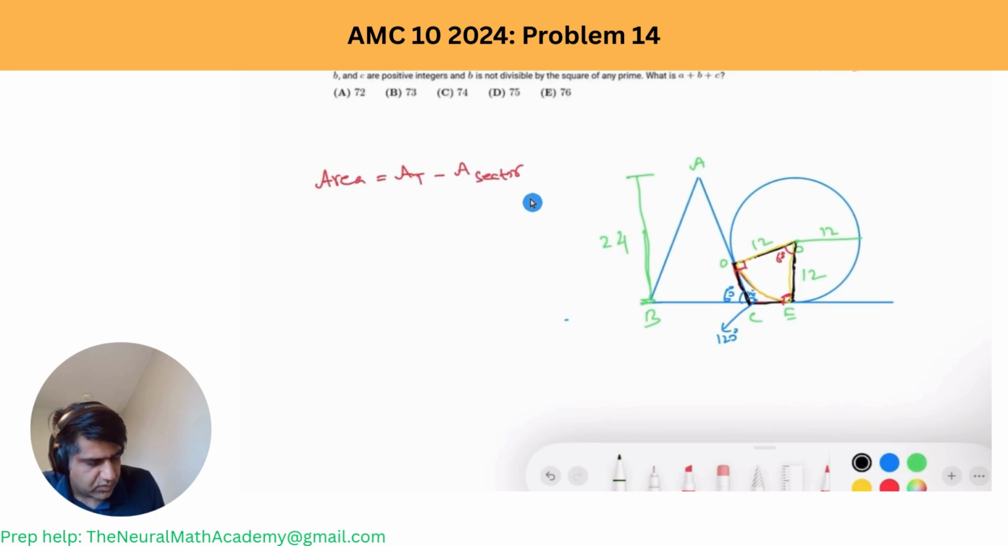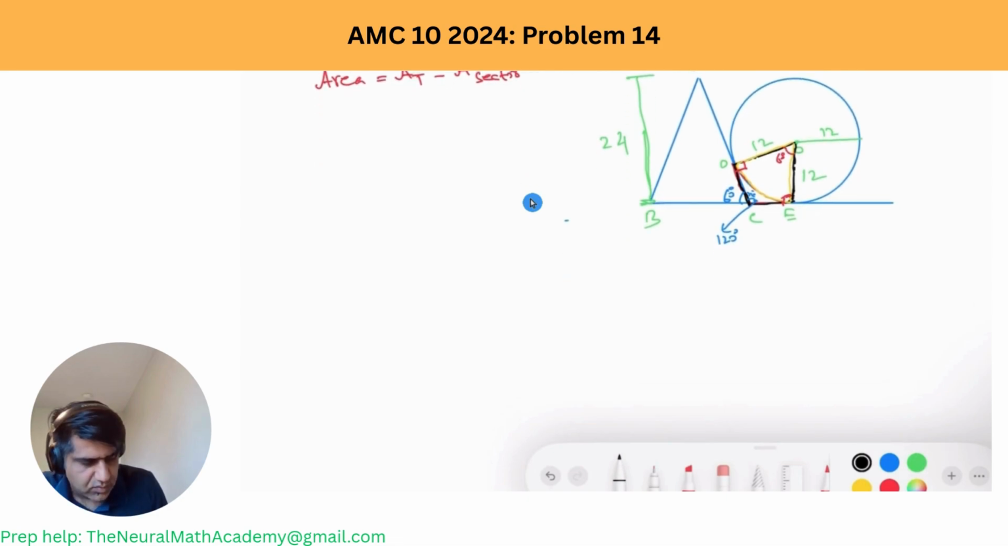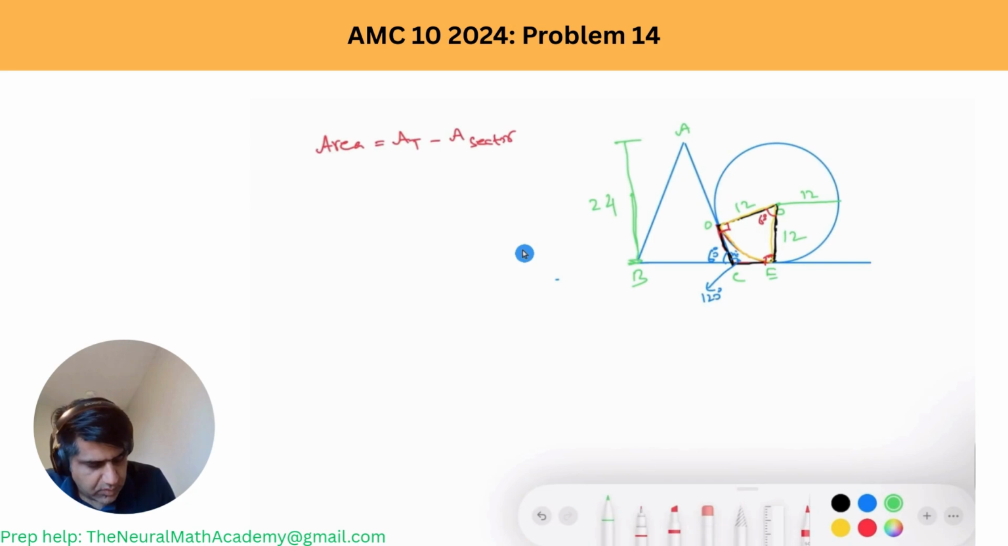However, what we can do is divide this trapezoid into two triangles, right? So now if I divide this trapezoid, okay, then I can get a triangle that is a 90, 30, and 60 triangle, okay? Then let's call this triangle X, Y, Z.